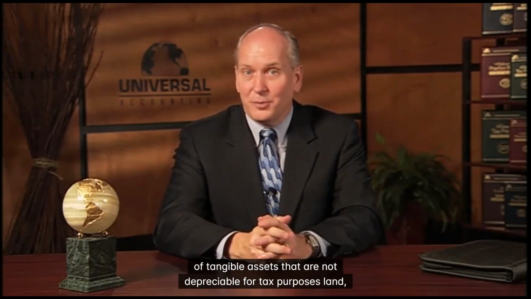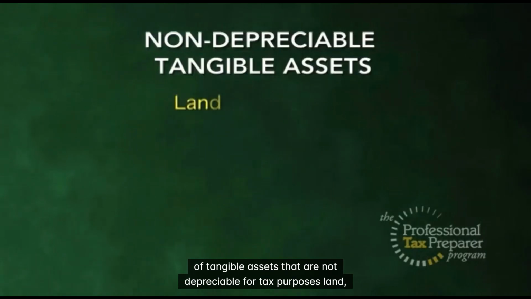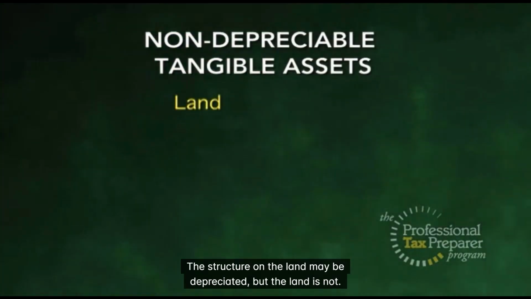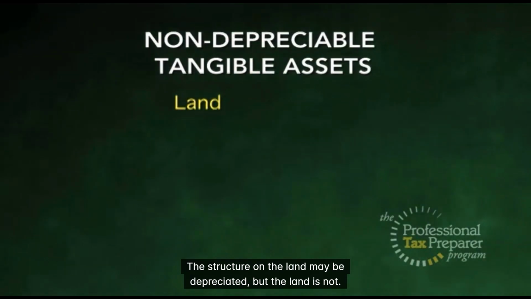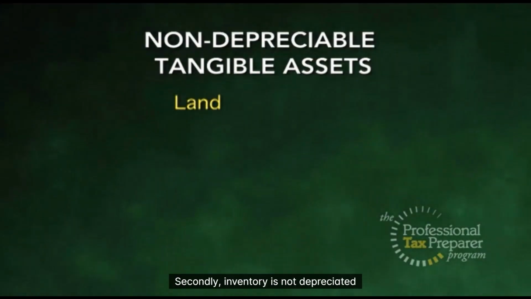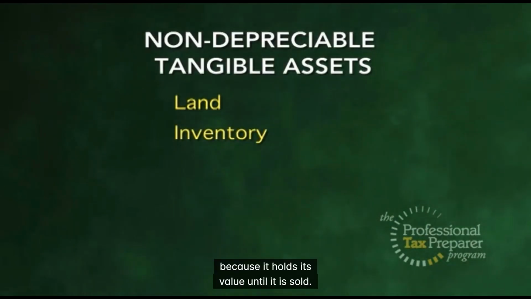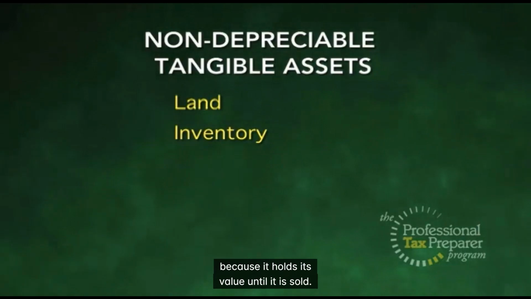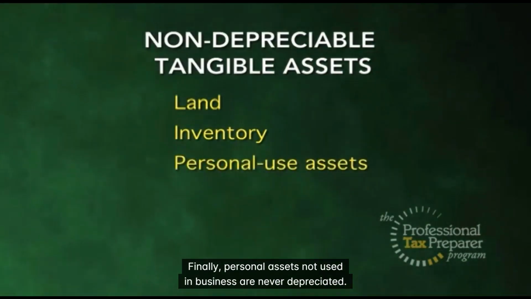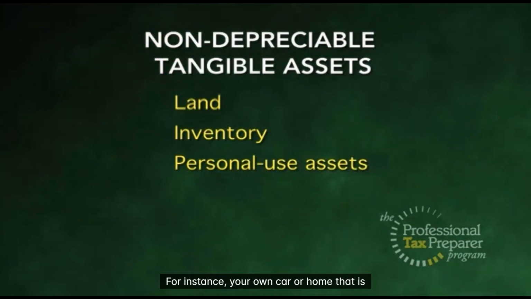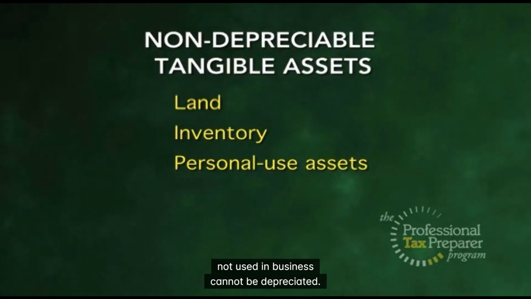Incidentally, there are 3 types of tangible assets that are not depreciable for tax purposes. Land, whether owned by a business or individual, is not depreciated. The structure on the land may be depreciated, but the land is not. Secondly, inventory is not depreciated because it holds its value until it is sold. Finally, personal assets not used in business are never depreciated. For instance, your own car or home that is not used in business cannot be depreciated.